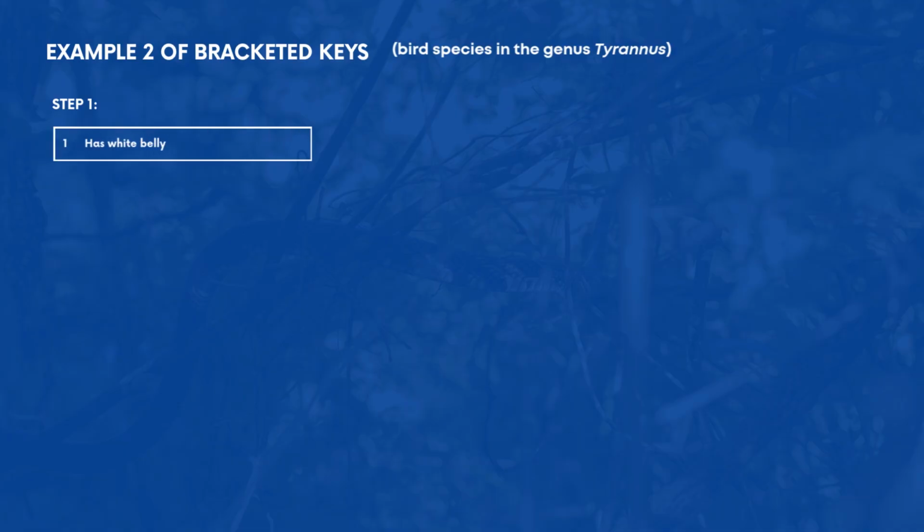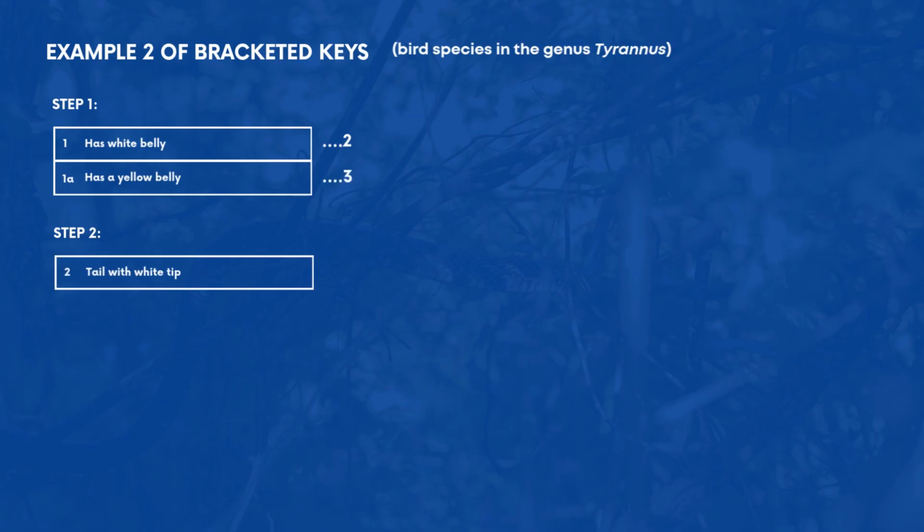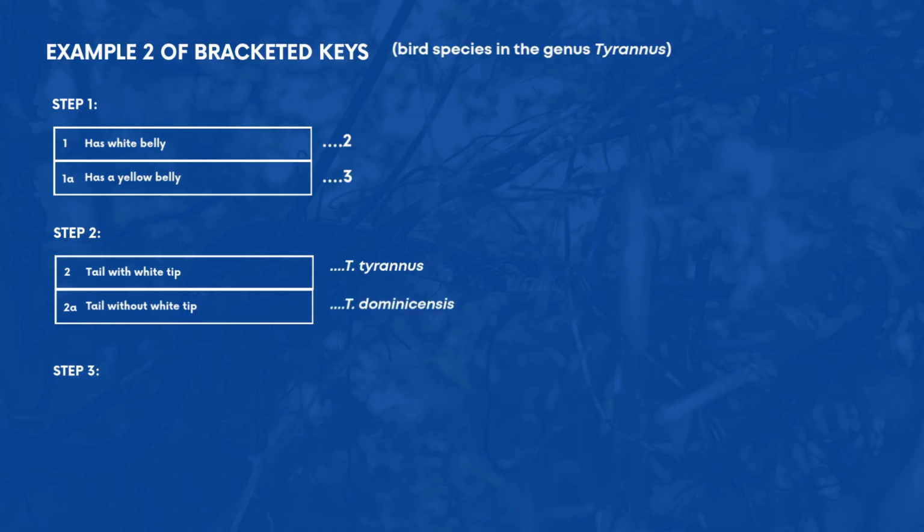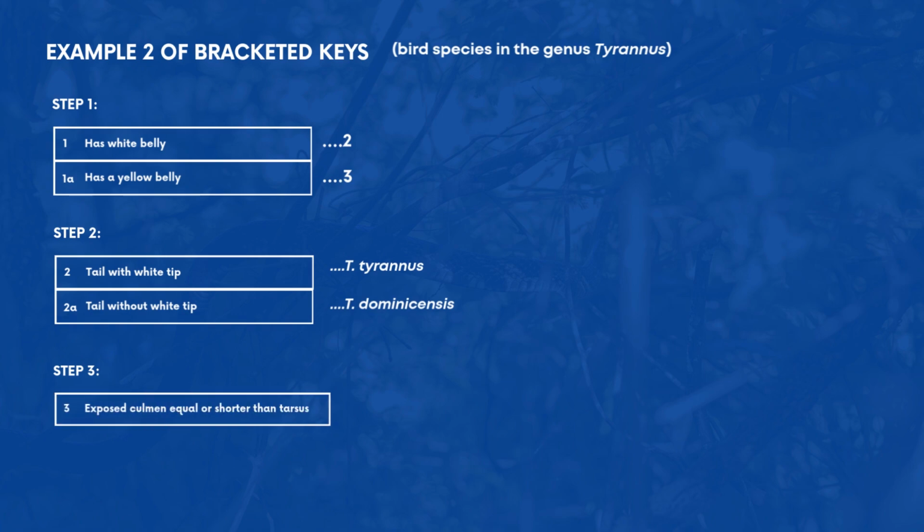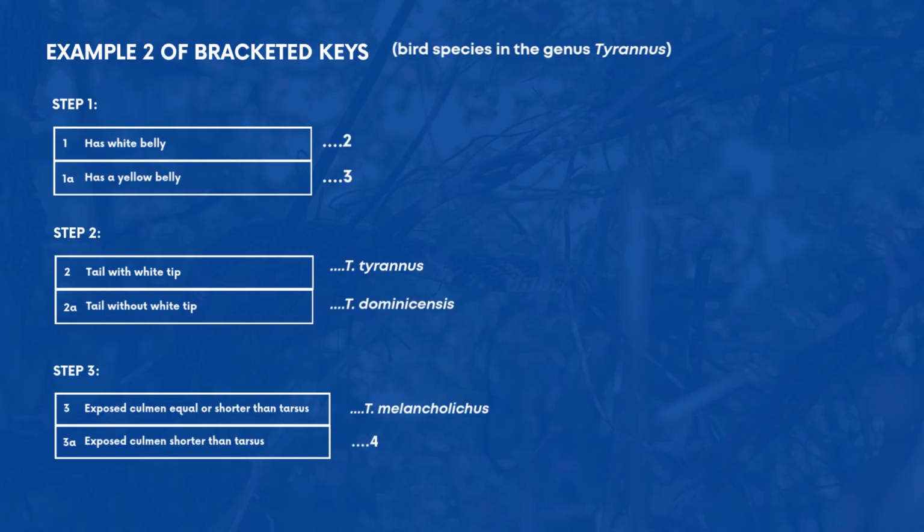Example 2 is another bracketed key, this time for bird species in the genus Tyrannus. Step 1. If the bird has a white belly, go to step 2. If it has a yellow belly, go to step 3. At step 2, if the tail has a white tip, the species is T. tyrannus. If the tail has no white tip, it is T. dominicensis. At step 3, if the exposed culmen, the upper part of the bill, is equal to or shorter than the tarsus, the species is T. melancholicus. Otherwise, we proceed to step 4.